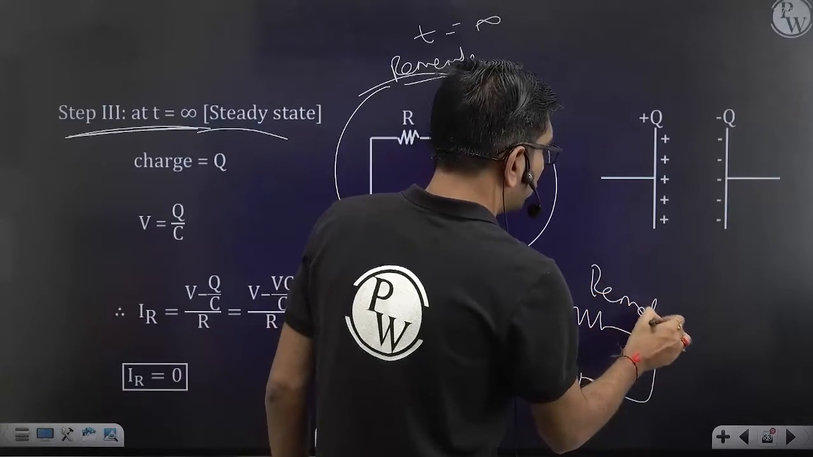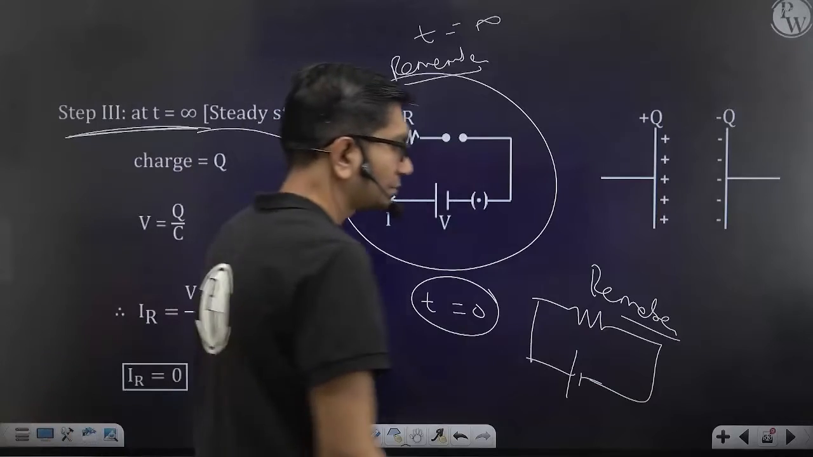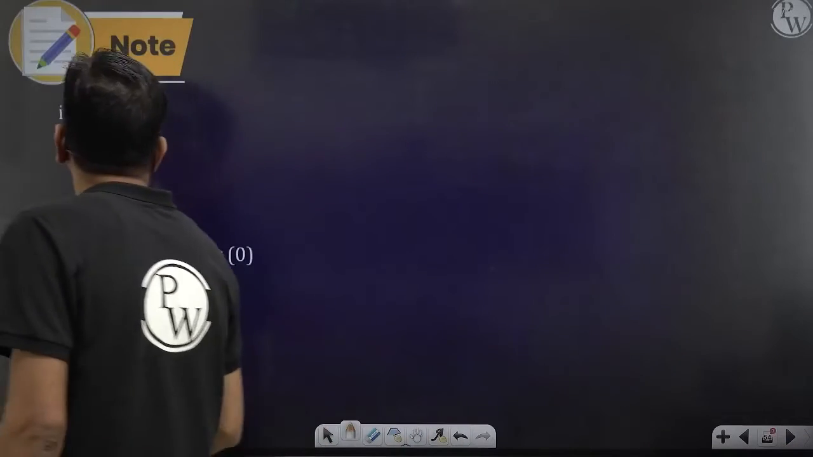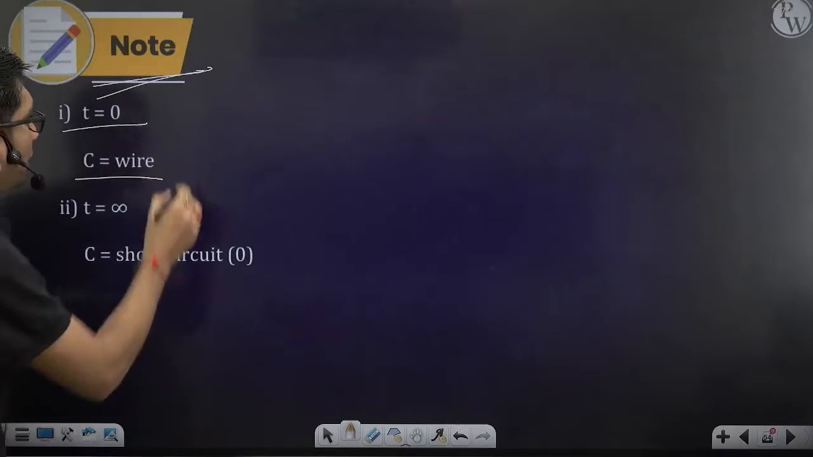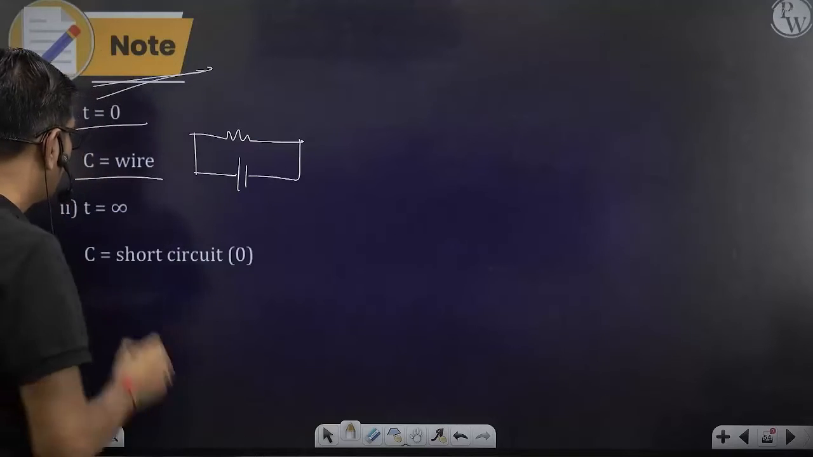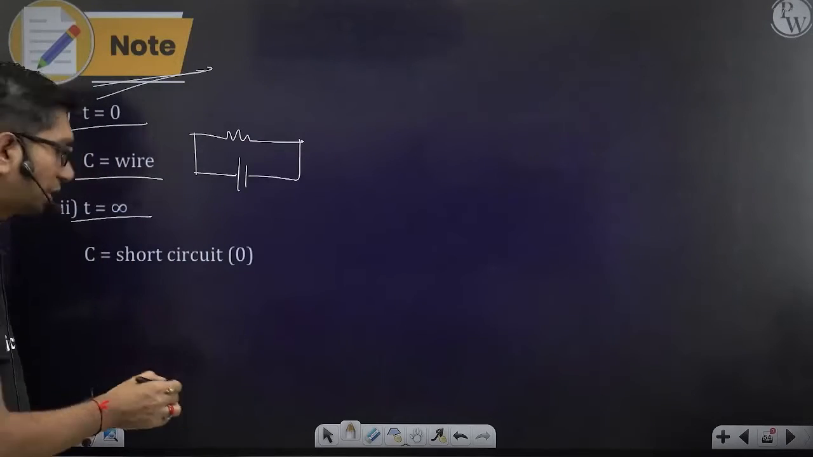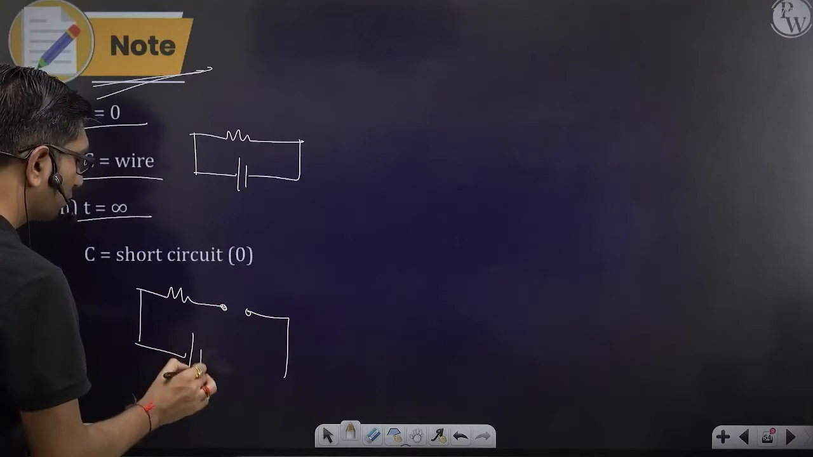So if you remember these two, then you will get an idea how to solve the numericals. Note, at time t equal to 0, the capacitor acts as a normal wire. At t equal to infinite, it is a short circuit. It means like this. Is it clear?